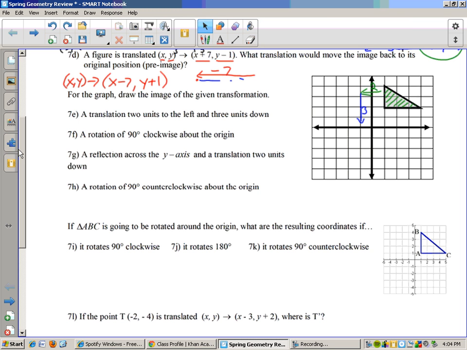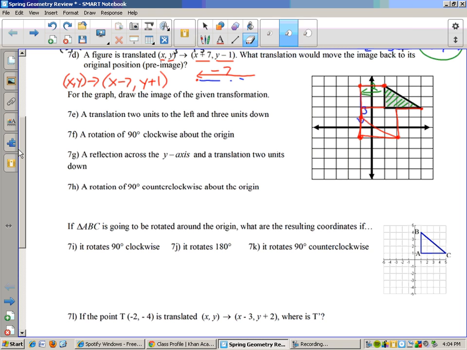So if I start at this point right here, moving over 2 units takes me there. But then moving down 3 units goes 1, 2, and 3. I'm going to end up right here. What if I did that with all 3 of the points? I could go over 2, down 1, 2, 3, and then over 2, down 1, 2, 3. So it looks like I got 3 points here. I can pretty much draw in the triangle.